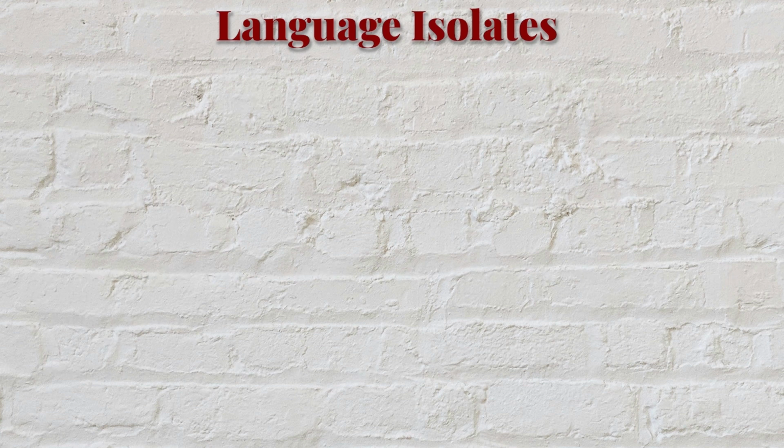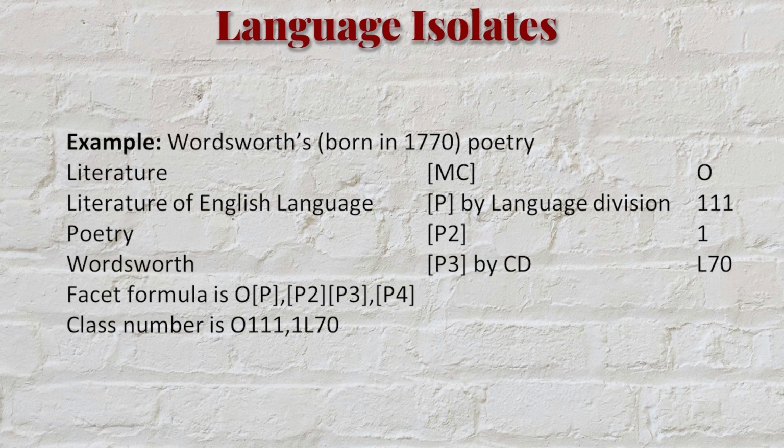Here we show one example of language isolates used in the personality facet of main class O literature and P linguistics. The example shows the word poetry. So, it is English language literature. The language facet in the personality facet will be got by the language isolate and its number. For English language it will be 111.